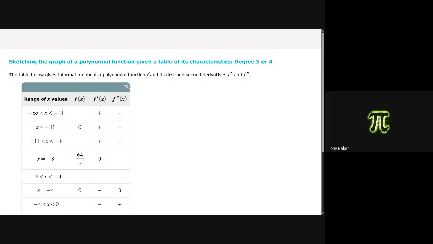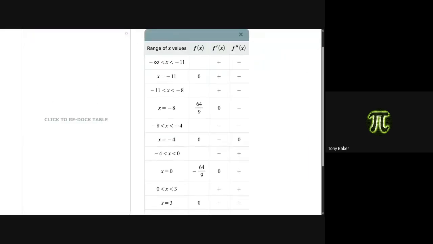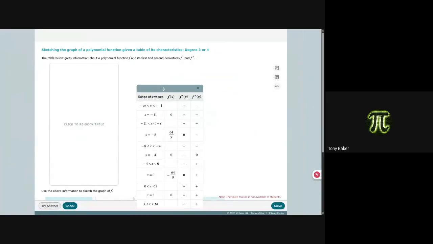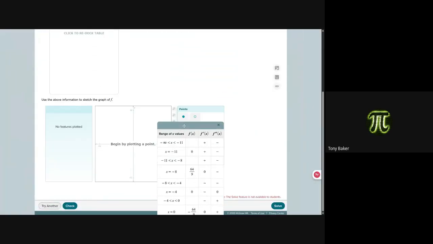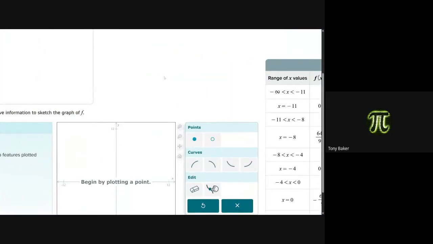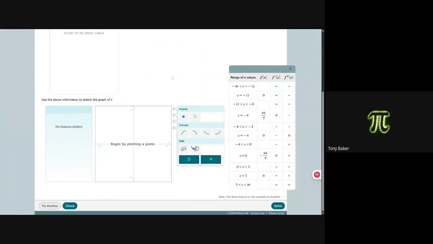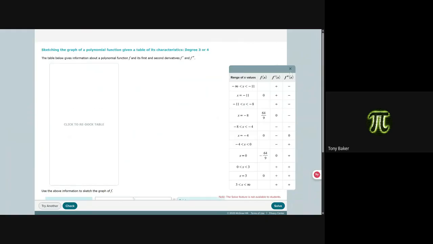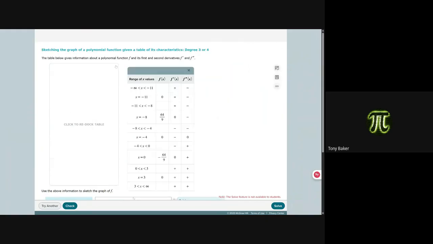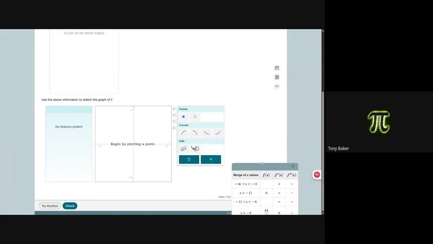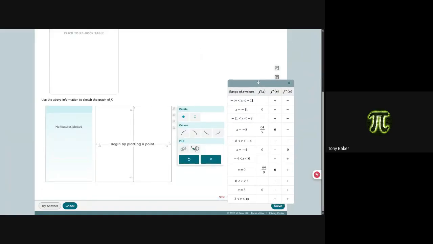I thought you could actually move this. There you go. Now you can actually move it. Oh, by the way, I don't know if everybody knew you could do that. If you click this little arrow, it undocks it and you can move it. So you can have it on the same screen as your graph.